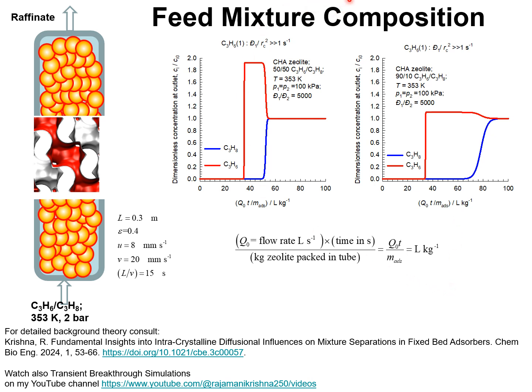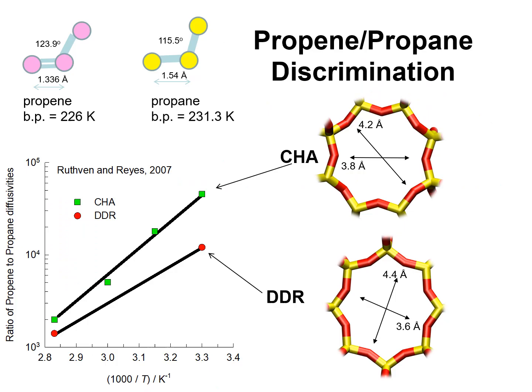Let's now examine how intracrystalline diffusion influences the extent of roll-up. Chabasite zeolite, suggested as an adsorbent for propene-propane separations, is a cage-type zeolite where adjacent cages are separated by windows which are 4.2 angstrom in this direction and 3.8 angstrom in this direction.